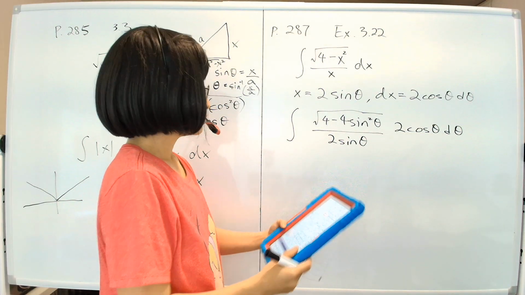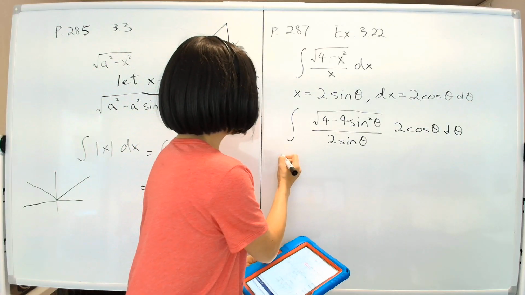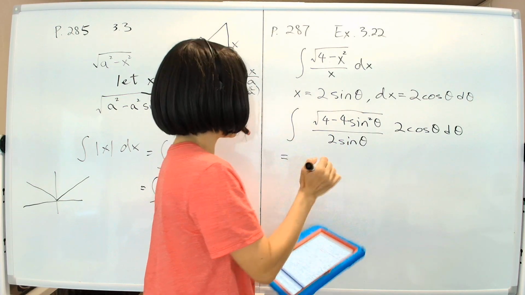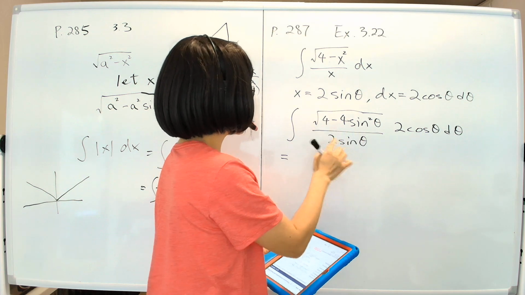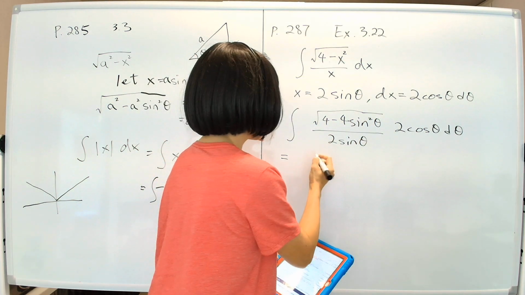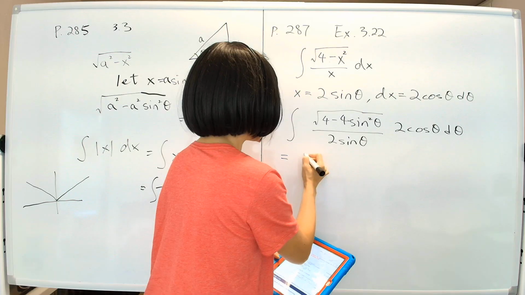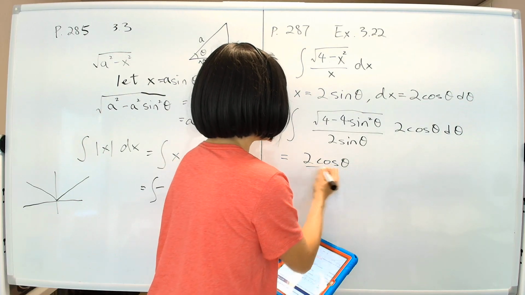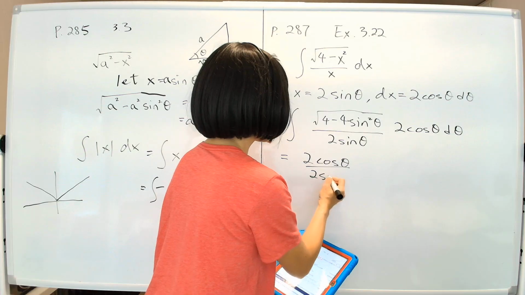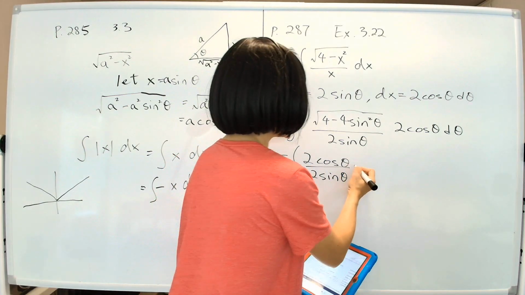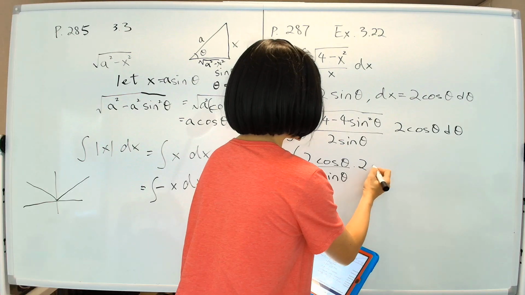All right, so that will be equal to, take 2. There's a 2 here, which we will take out, and then it becomes 1 minus sine squared, which is cosine squared. And take the square root, becomes cosine. So the whole thing is 2 cosine theta divided by 2 sine theta times another cosine theta, 2 cosine theta.